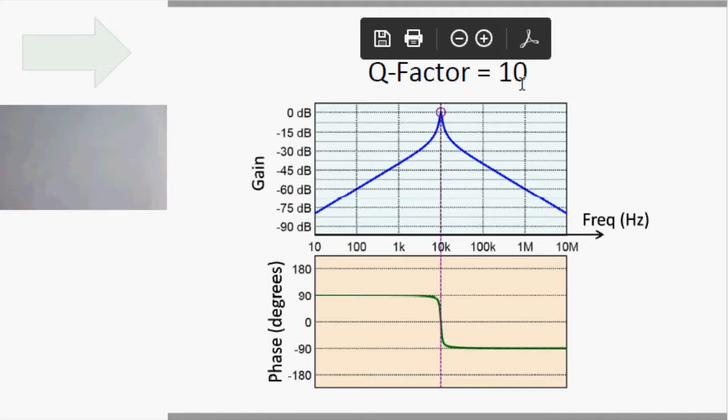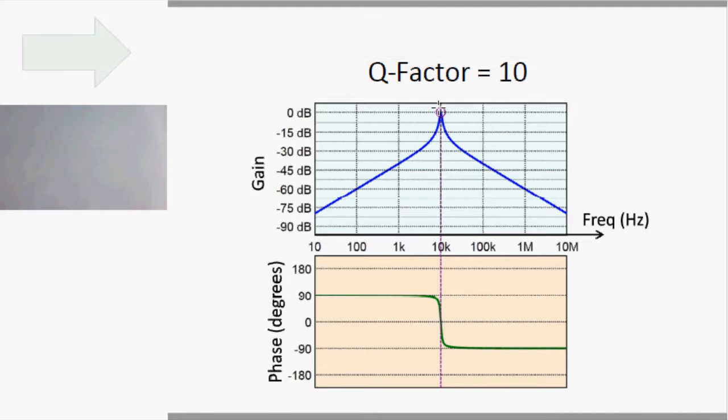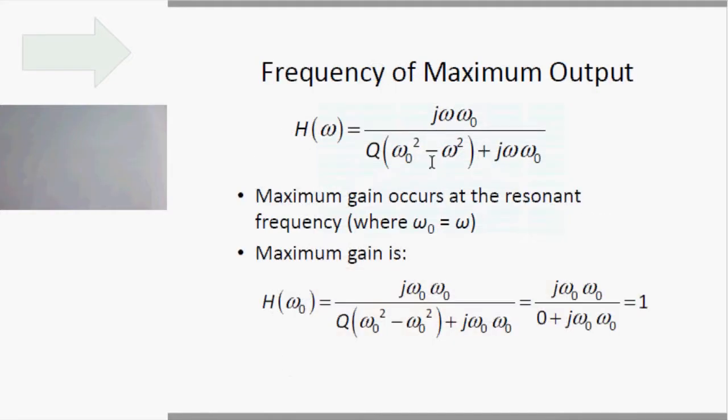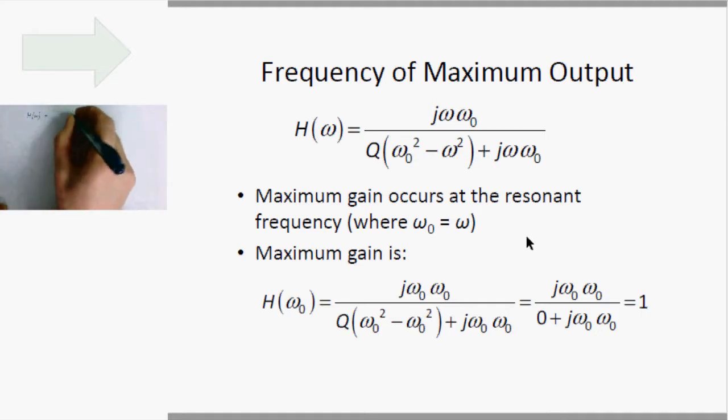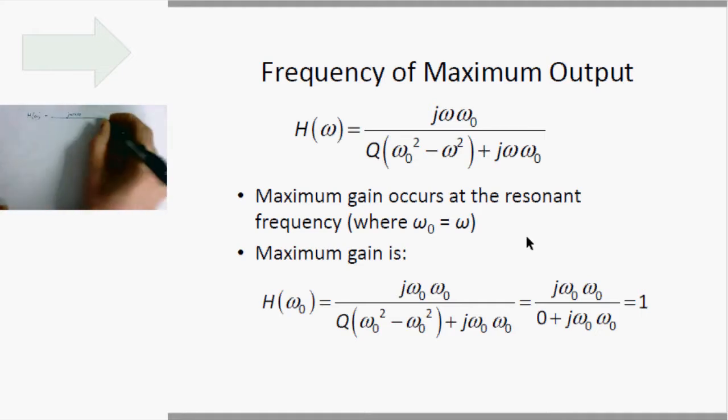For Q factors of 10, the shape is different, but the questions are the same. What is the maximum gain, what is the 3 dB bandwidth, and at what frequency does the maximum gain occur? Right, to answer those questions we have to go back and look at our frequency response, and the frequency response is this form.